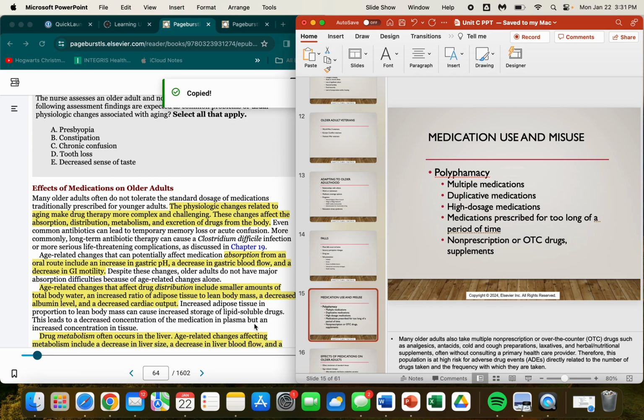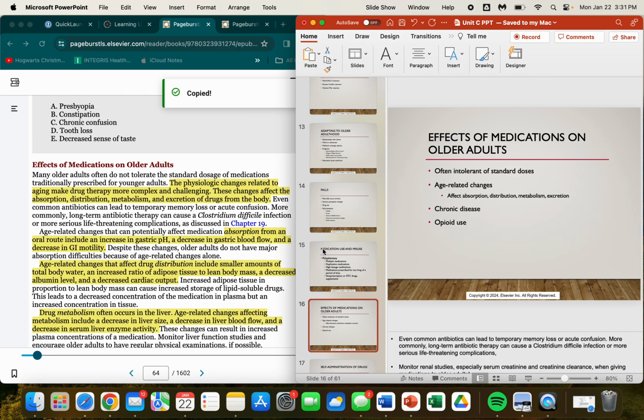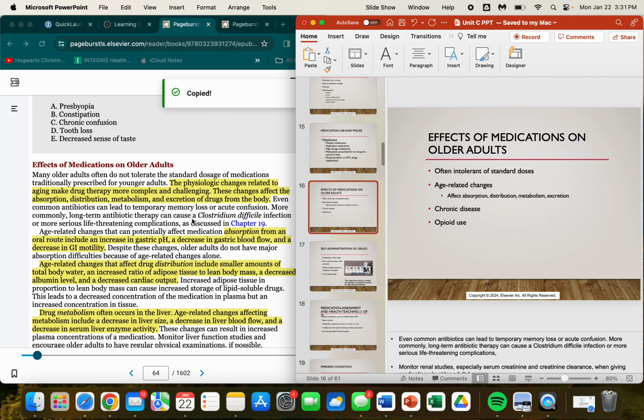So, when we talk about that, in general, we need to educate these patients very, very clearly and very thoroughly about their medication use. So your book talks about the effect of those medications. Physiologically, changes in the older adult can make drug therapy more complex. It can make it more challenging.